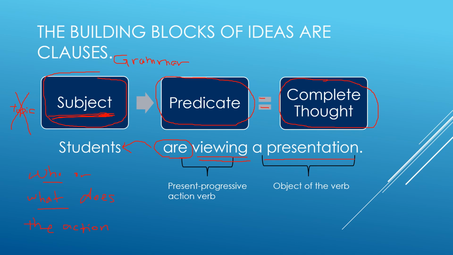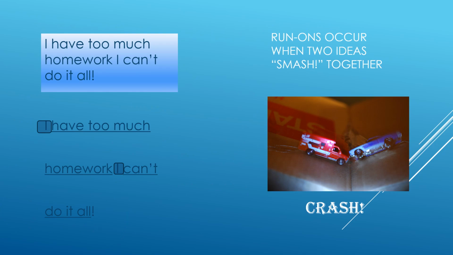So just to review, complete thoughts have subjects and predicates. We're not talking about a topic when we say subject. We're using it grammatically speaking, and it means who or what does the action. So a run-on occurs when two ideas basically smash together, right? So here we have a little car crash with some little tin cars. And that's not what we want to do. We don't want to crash our sentences into each other.